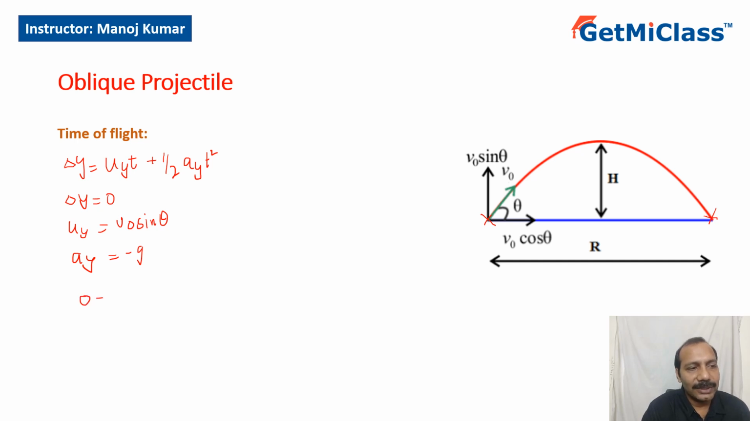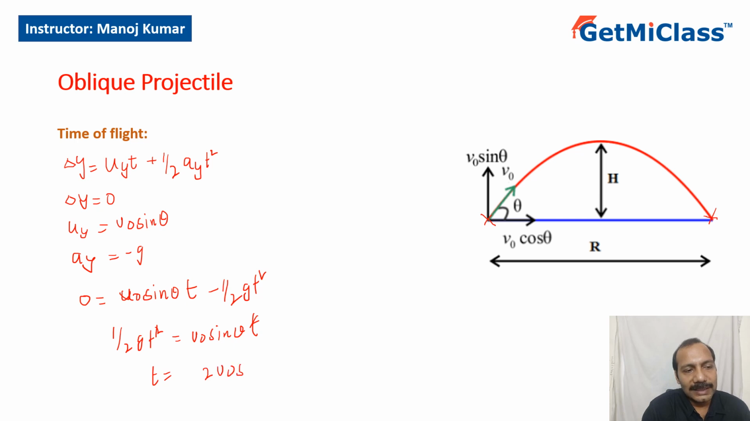We'll get 0 equal to v naught sin theta into t minus half g t square. Solving this, I'll take half g t square to the other side and I'll be left with v naught sin theta into t. Getting rid of t, I'll be left with t equal to 2 v naught sin theta by g. So the total time of flight, that is the time taken for the whole journey when initial and final points are at the same height, is 2 v naught sin theta by g.